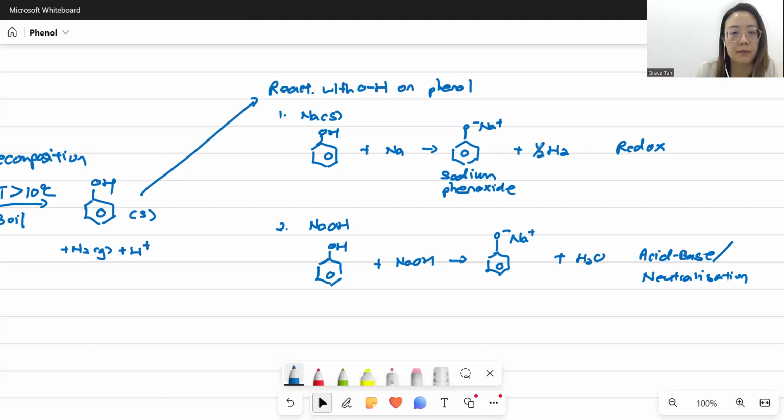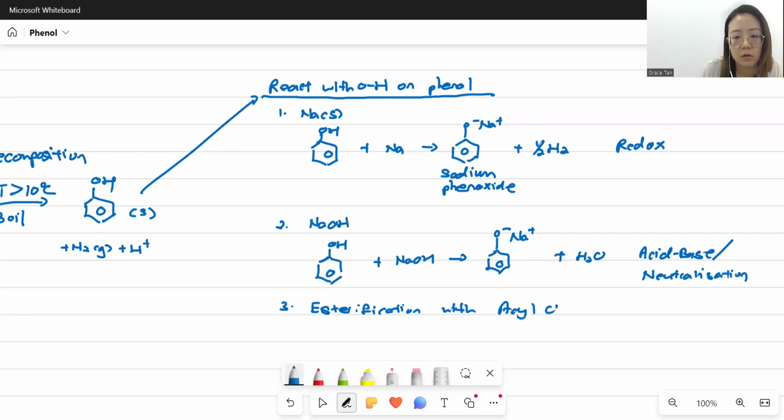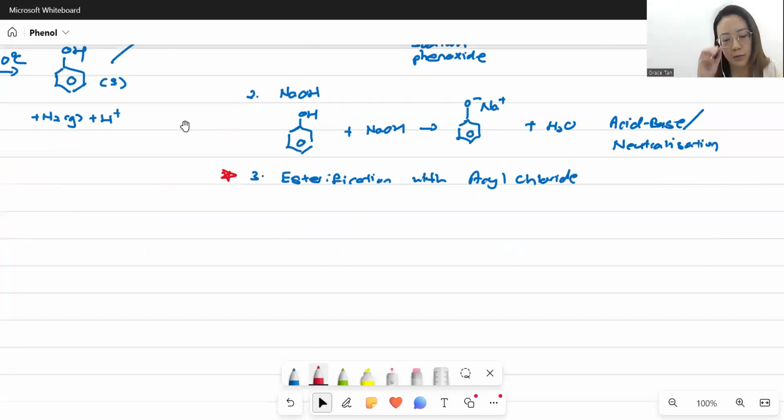Now, the third one, let me just draw a line here. The third one is esterification with acyl chloride. This one, I'll put a star here. Please make sure you do not make careless mistakes. Phenol can only be esterified with acyl chloride.